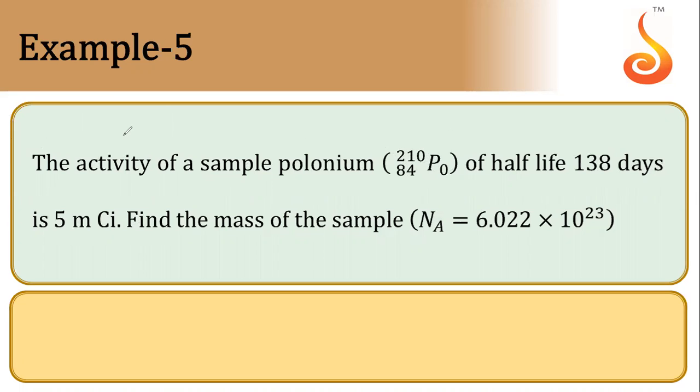First, the data that is given is the half-life, so I'm going to use that. Half-life is 0.693 divided by lambda. So from here we can calculate the value of the decay constant lambda as 0.693 divided by half-life. Now half-life is given in days, so we have to convert it into seconds. In one day, 24 hours into 60 minutes into 60 seconds. So now we have to calculate the value of lambda from here.